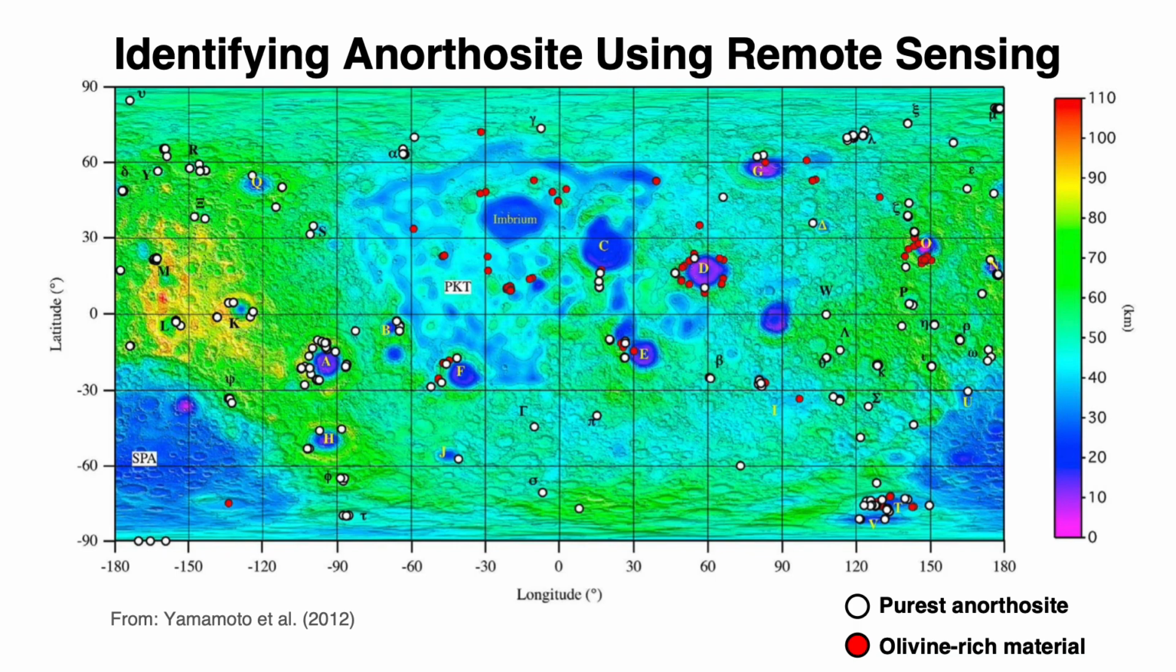This particular map is plotting surface elevations along with locations where there are pure anorthosite material and locations where there are olivine-rich material. The distribution of these pure anorthosite locations across the lunar surface likely indicates that there was a global layer of anorthosite on the moon.